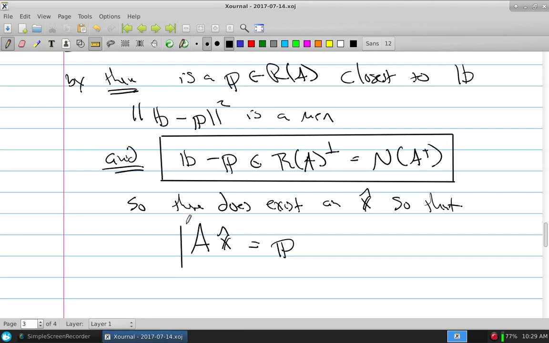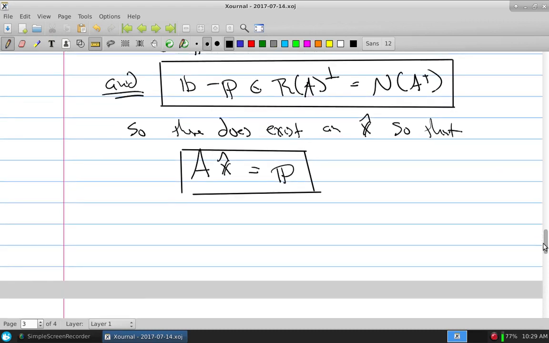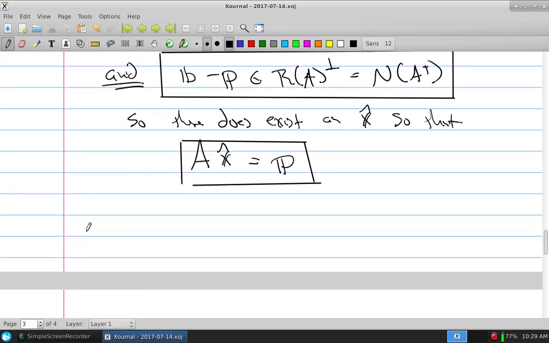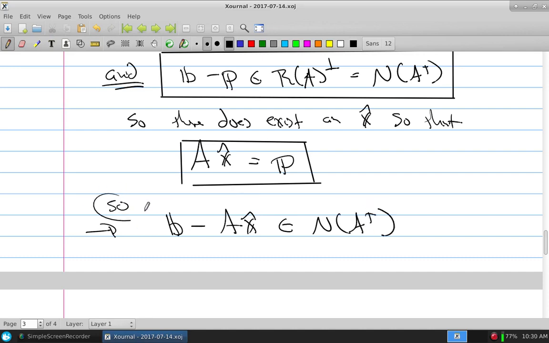So these two here can go together and say, hey, you see that P? Get rid of it and just write A X hat. And so what that tells us, putting those two together, is that B minus A X hat is in the null space of A transpose for this solution X hat.